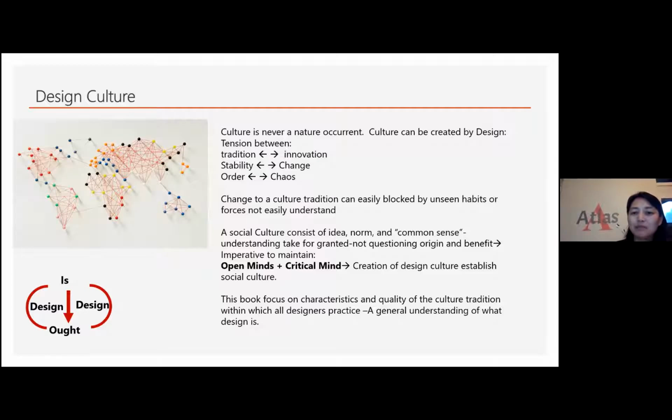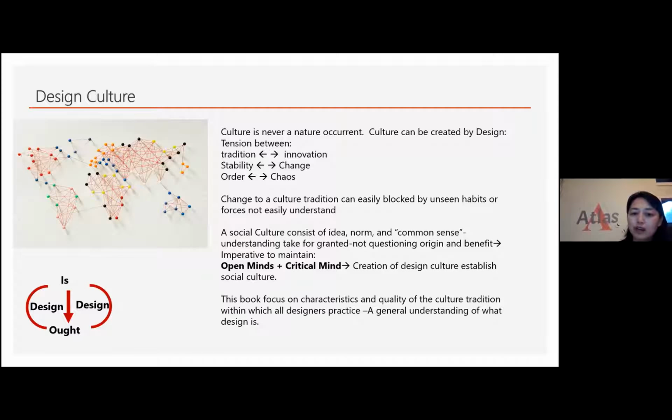There's always common sense that people usually take for granted. We never question why, we just take it. So it's very important to create this new culture. We have to be open-minded and use critical thinking. We have to question what we take for granted and find a new way to look at things.